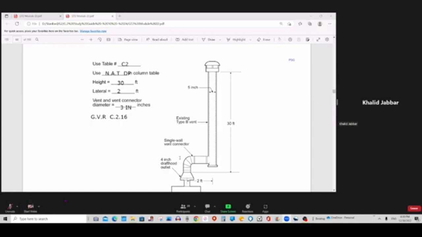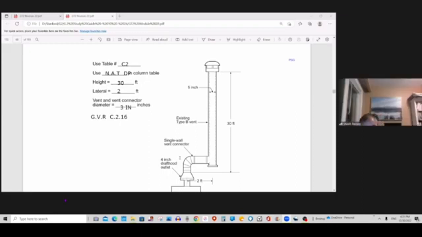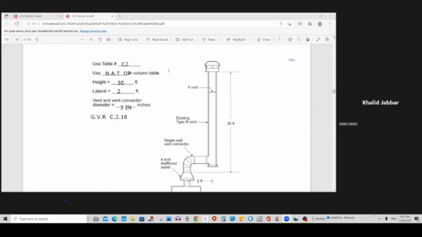Okay, C.2.16. When the vent table permits more than one diameter of pipe to be used for a vent connector or vent, the smallest permitted diameter shall be preferred. Yes. So if we calculated it 3 inches, then that 3 inches is preferred? Yes. But in job site, we go with 4 inch. Okay, gotcha.